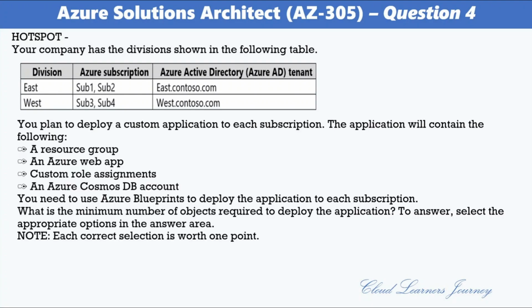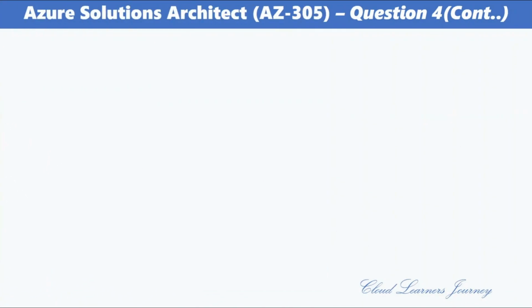You plan to deploy a custom application to each subscription. The application will contain the following: a resource group, an Azure web app, custom role assignments, an Azure Cosmos DB account. You need to use Azure Blueprints to deploy the applications to each subscription. What is the minimum number of objects required to deploy the application? To answer, select the appropriate options in the answer area.